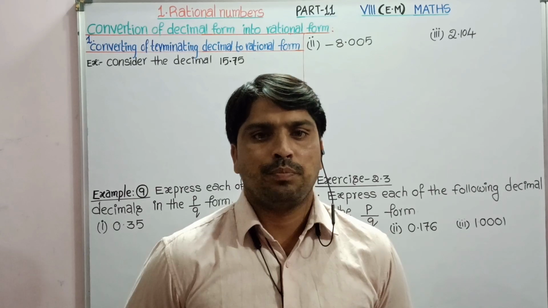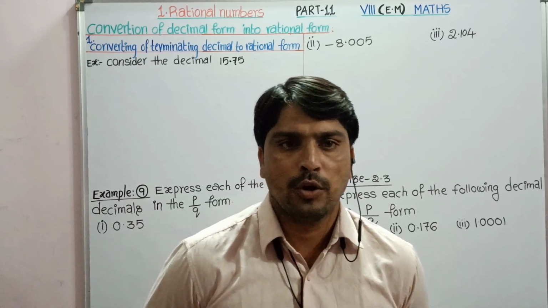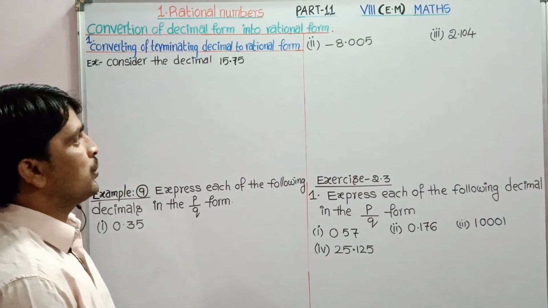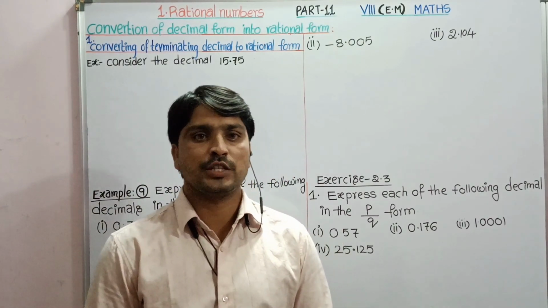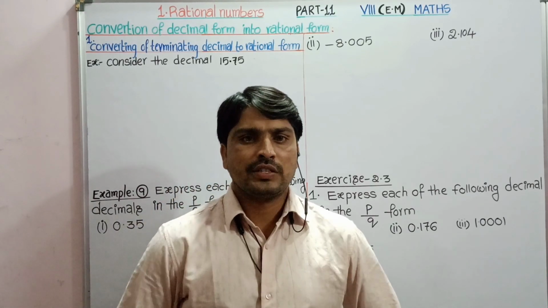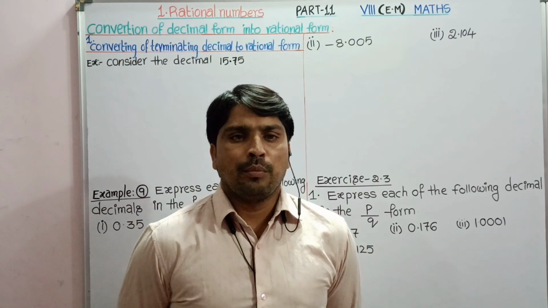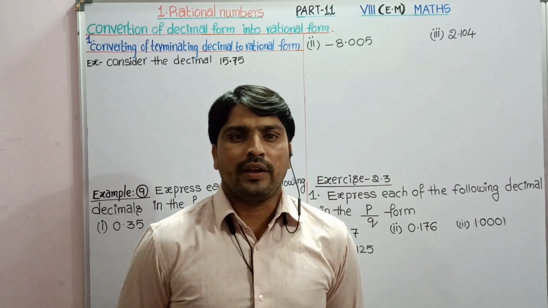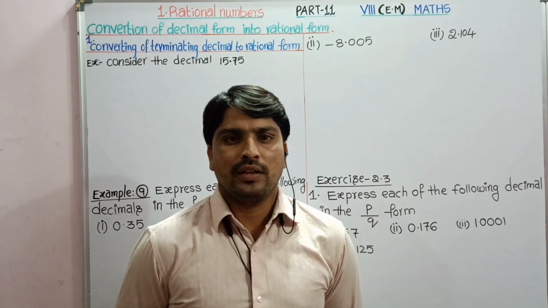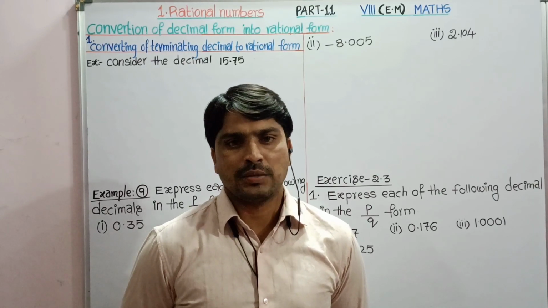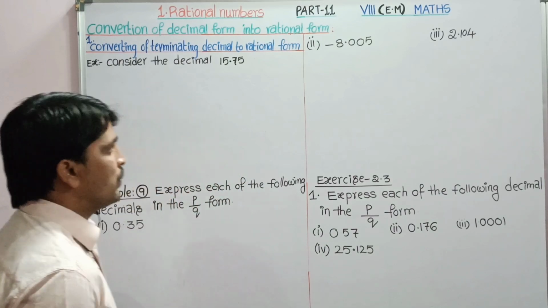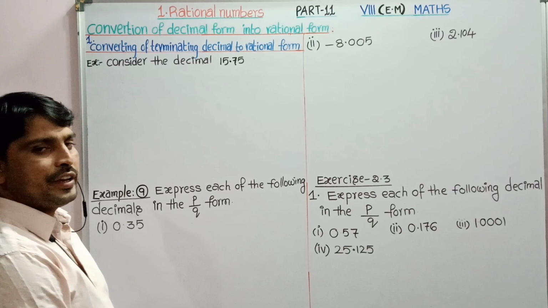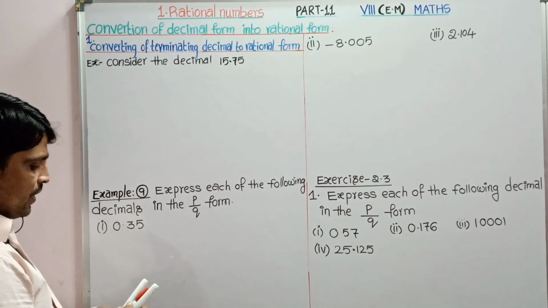Today we are going to look at part 11 of rational numbers. It is about a new concept, that is conversion of decimal form into rational form. We know that rational numbers have two types of decimal forms. First one is terminating decimal form. Second one is non-terminating recurring decimal form. Let us see the first one, converting a terminating decimal to rational form.